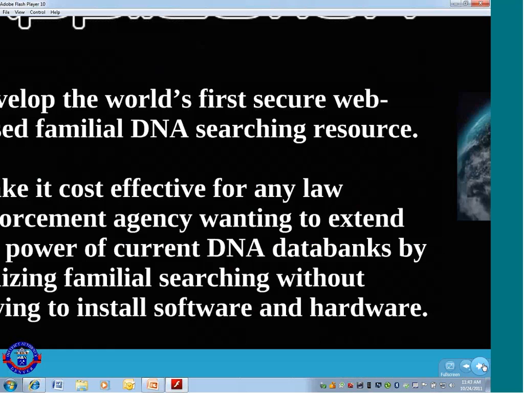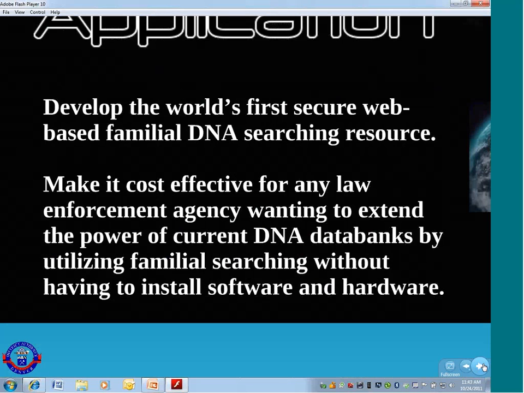And the way that this would work is that we have the software we've developed. We are developing the hardware so these searches could be conducted in fractions of a second. Right now we have it up to the point where you could take a DNA profile, run it against the national DNA database in the United States that has about 10 million individuals on it, and get familial search results within a fraction of a second.